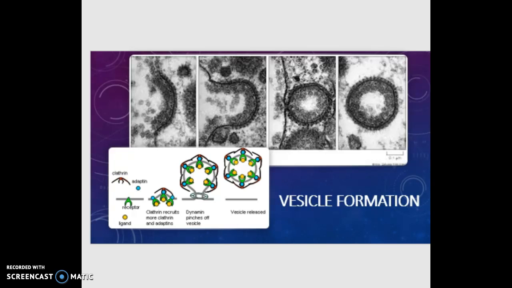A small protein known as dynamin forms a ring around the neck of the vesicle and pinches off the rest of the membrane. The neck will eventually be constricted to a breaking point. This breaking point will cause the vesicle to be released.